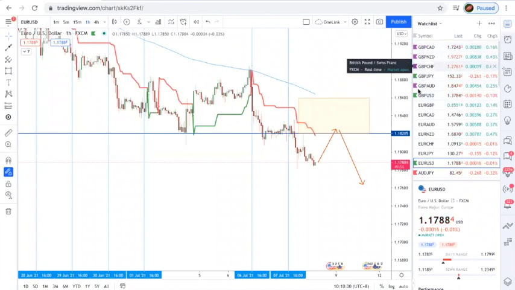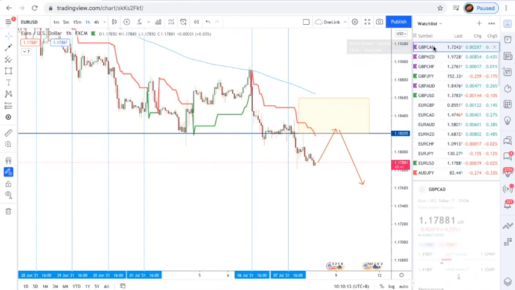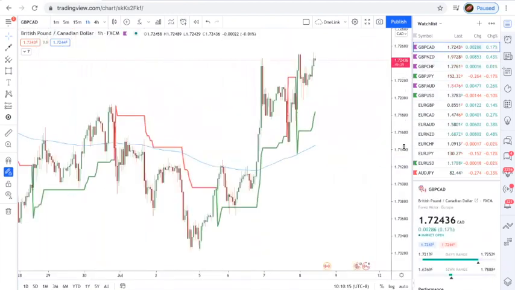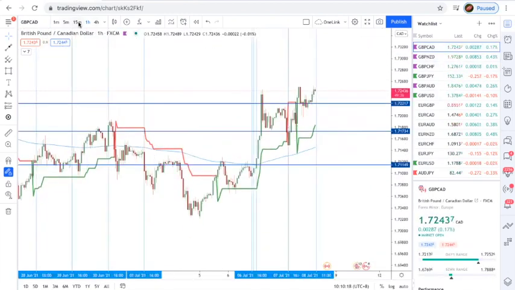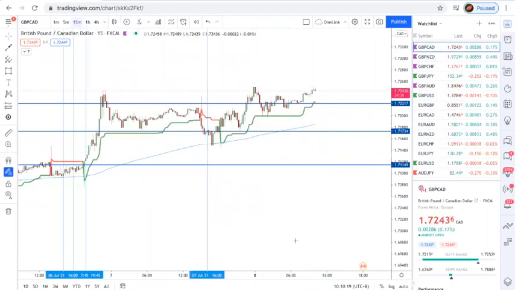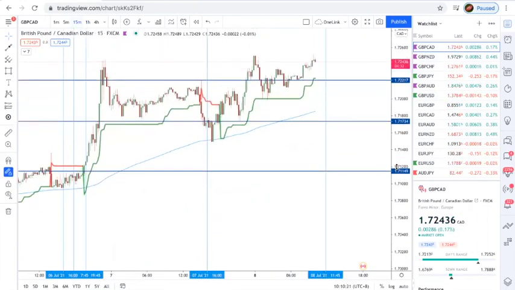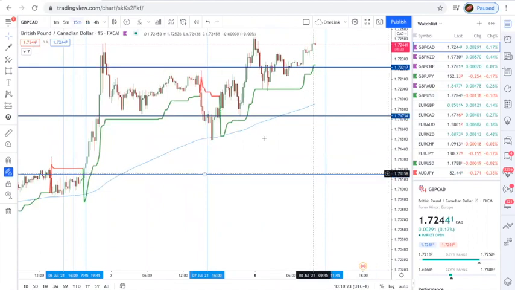Just look at the Great Britain pairs: Great Britain-Canada, Great Britain-New Zealand, Great Britain-CHF, Great Britain-Japan, Great Britain-Australia. Just look at this particular pair. Let us take Great Britain-Canada, and we go to the 15-minute chart.